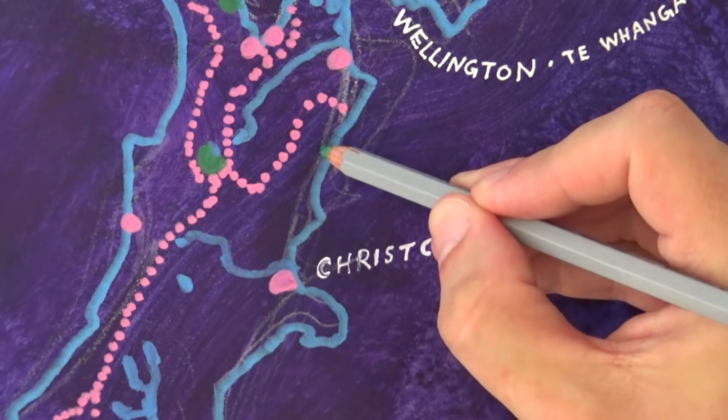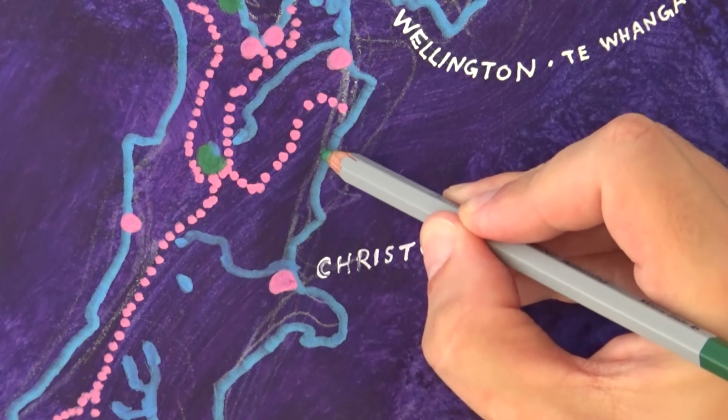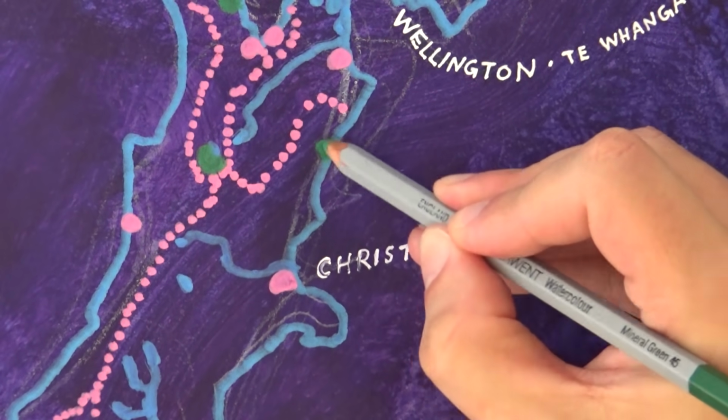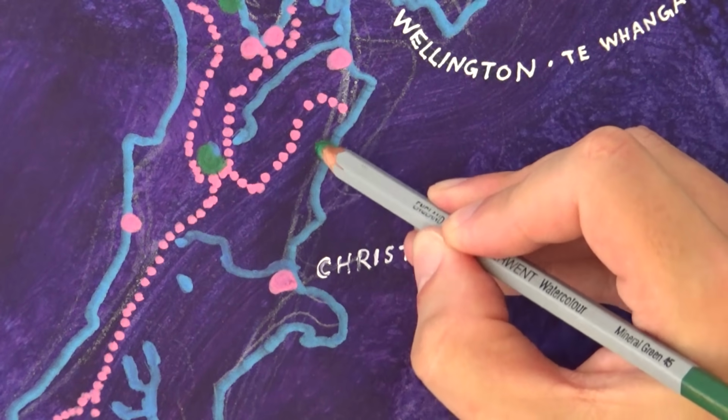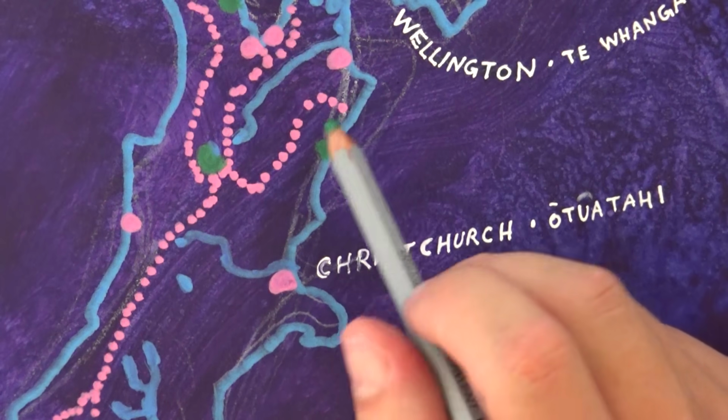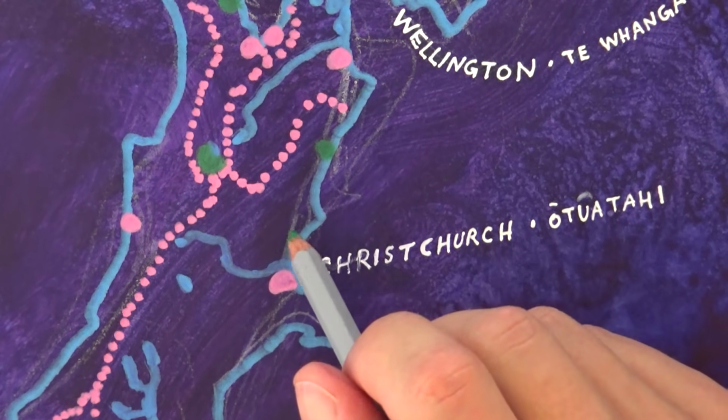Here on the eastern coast is a place called Kaikoura. Nice to visit if you're interested in wildlife. You can spot whales, dolphins, for example.